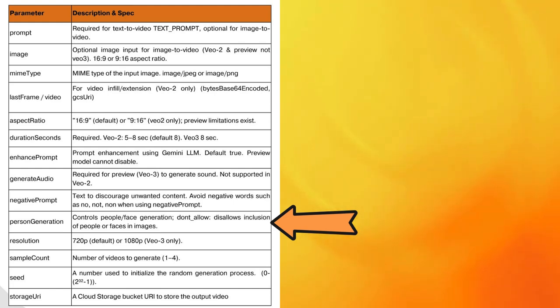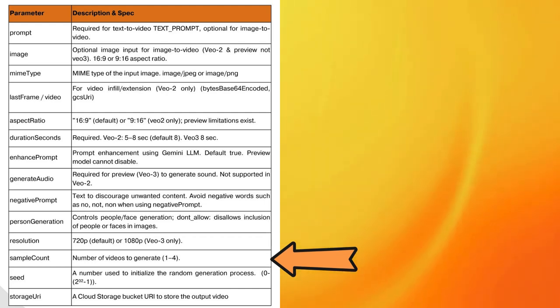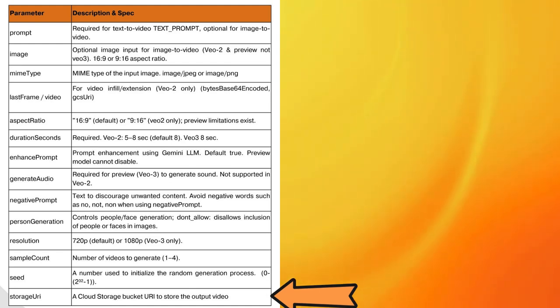Person generation. Do you want persons to be present in the output video? Do you want them adult only, or do you want adults and children, or do you want to disallow all people and faces? Resolution is 720p by default, and in Veo 3 you can also choose 1080p. Sample count. How many videos to generate for each prompt? You can choose any number between 1 and 4. Seed. A number used to initialize the random generation process. Storage URI is the cloud storage place to save the output.